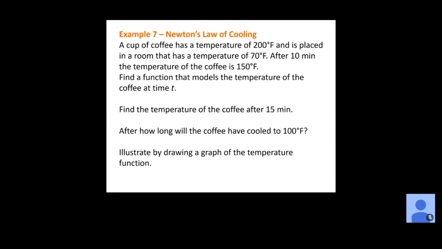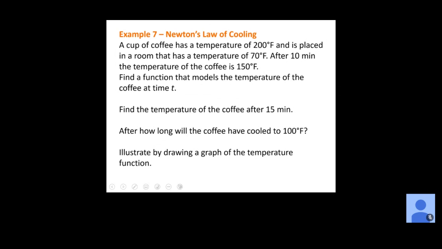All right, so we've got a cup of coffee that has a temperature of 200 degrees Fahrenheit and is placed in a room that has a temperature of 70 degrees Fahrenheit. After 10 minutes, the temperature of the coffee is 150 degrees. We want to find a function that models the temperature of the coffee at time t. So we're going to use that Newton's law of cooling formula we just saw, substitute everything we know in there to get this function in terms of t now.